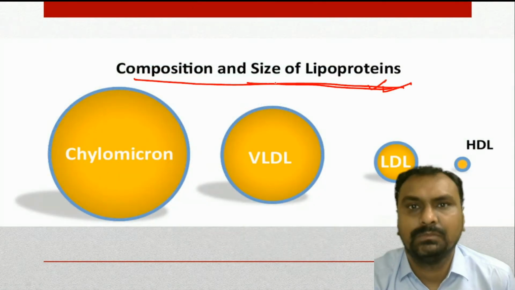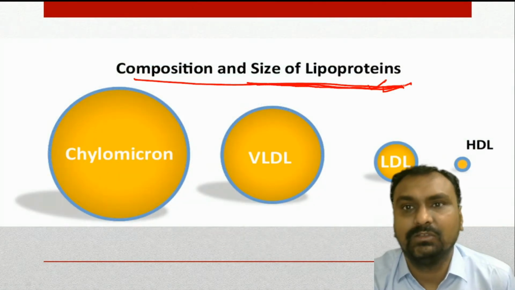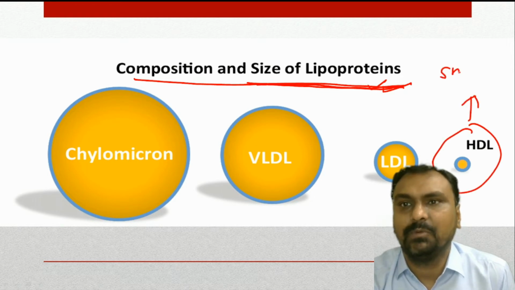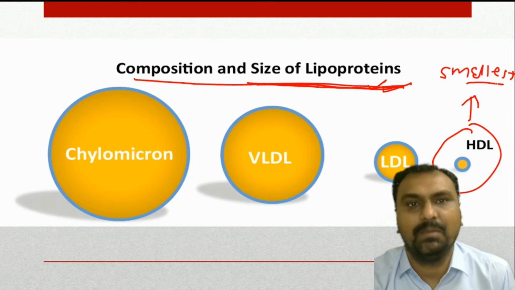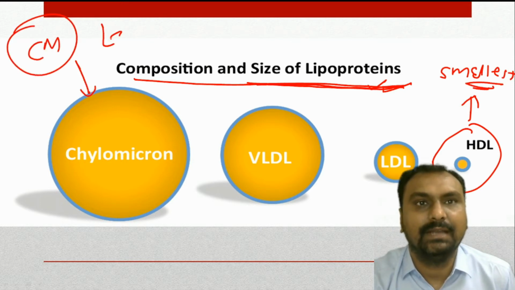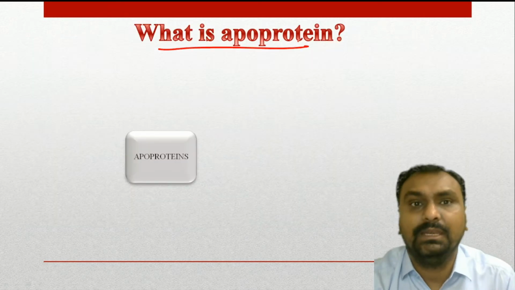There are different sizes of the lipoproteins. High density lipoprotein is the smallest lipoprotein, while the chylomicron is the largest lipoprotein. Now, the functions of apoprotein in lipoprotein.